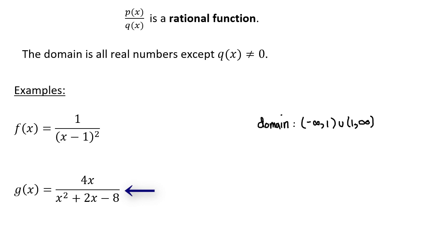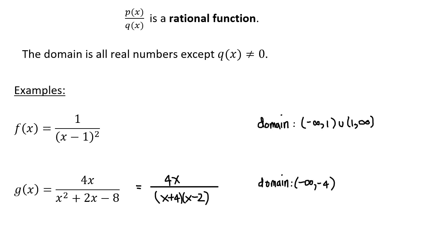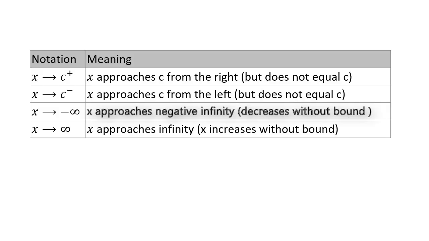Now, in order for me to find the domain of g of x, I would have to factor g of x. So when we factor g of x, we see that it becomes 4x divided by two linear factors, x plus 4 and x minus 2. So that means x cannot equal negative 4. So the domain would be everything except negative 4 and positive 2, because we cannot divide by 0.